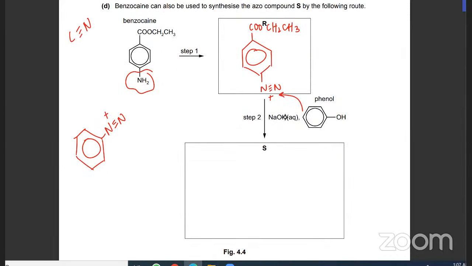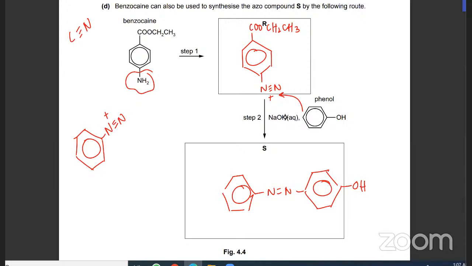So what will happen is that the two benzene rings will get connected. The N triple bond N plus 1 will get attracted to the phenol benzene. And you have COO and CH2 CH3 on the other side.